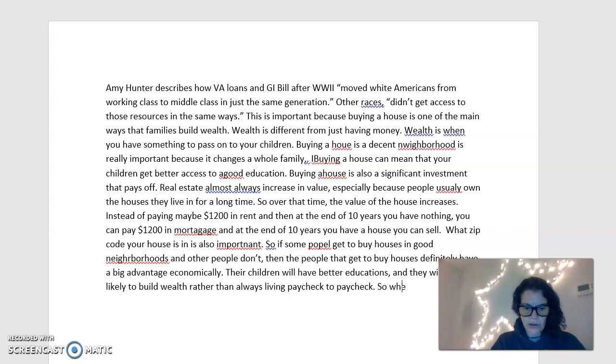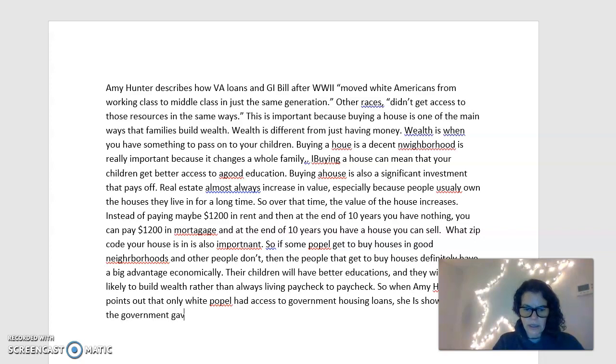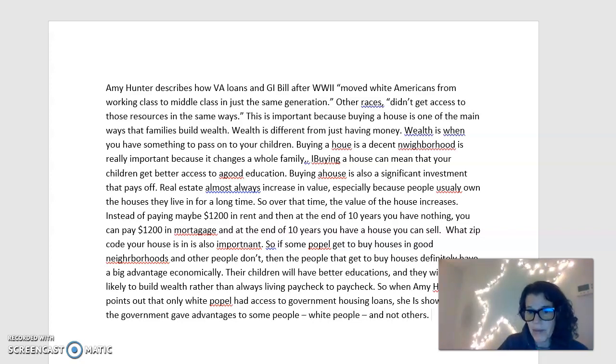So when Amy Hunter points out that only white people had access to government housing loans, she is showing that the government gave advantages to some people, white people, and not others. Okay, so there we go. I was just kind of thinking on the page. It's a mess, but that's how I took a quote and did some writing about it. So that's what you should be doing as well.